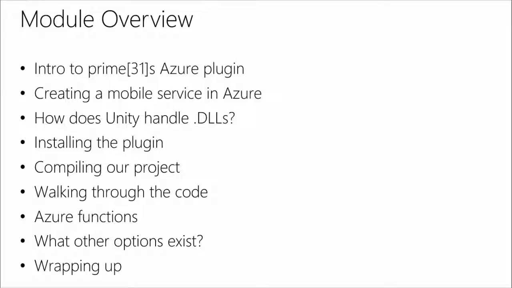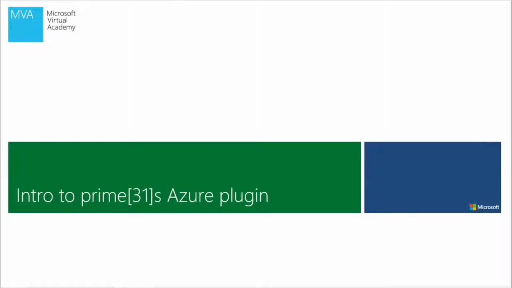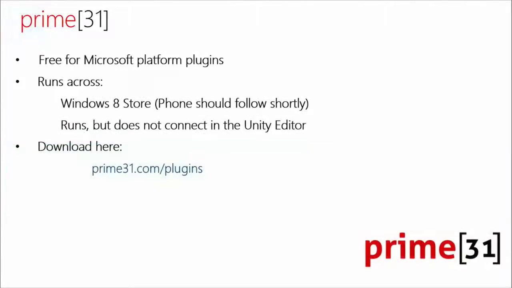Eccentric, indeed. We'll understand how to install the plugin, compile our actual project, as well as walk you through bits of the code. It can seem a bit difficult at times, but once you break it down into small, digestible bits, you'll have a much better understanding of how it works, along with the functions available to us. If you're familiar with LINQ or search queries, you'll be familiar with this as well. And finally, we'll wrap things up with what other options exist for developers out there. So without further ado, let's get started with an intro to the Prime31 plugin.